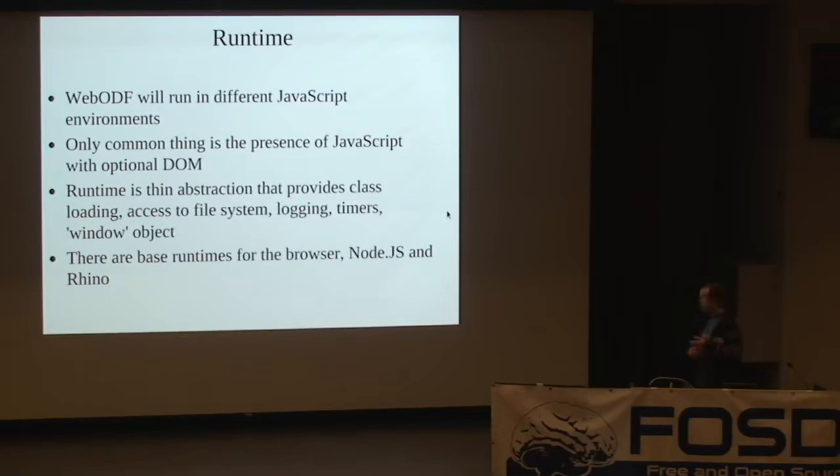So the runtime. WebODF runs in different runtimes, and the only common thing between all the runtimes is that, of course, they're all JavaScript, and some may have a DOM. If they don't have a DOM, you cannot do everything, but you can still do the unzipping, for example. You can still do base64 encoding. And the runtime is a thin abstraction layer that gives you access to the file system, logging, use of timers, the window object. And we have currently runtimes for the browser, for Node.js, which is the server which is currently running this presentation, and Rhino, which is a JavaScript implementation.